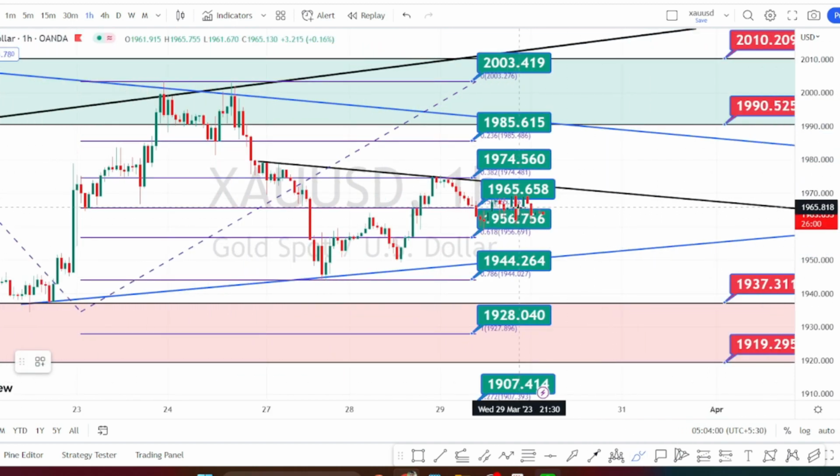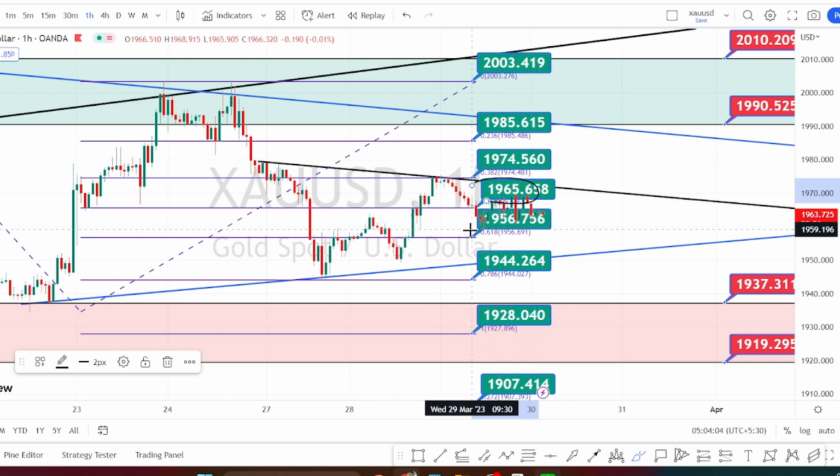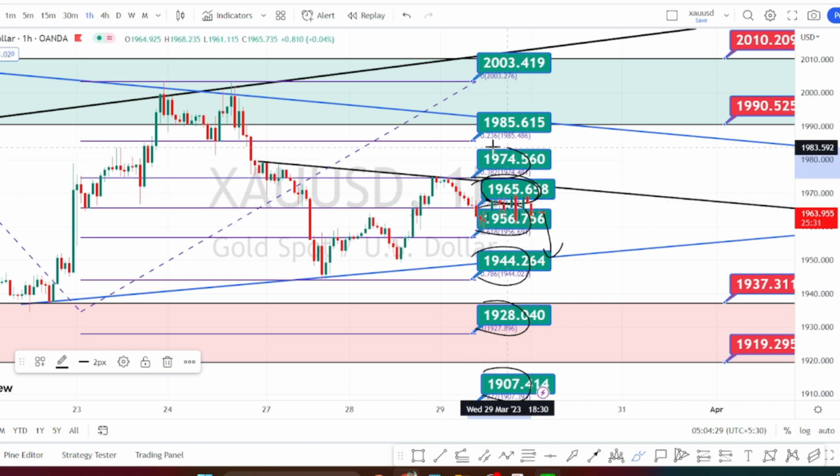So currently the price action is trading between the resistance level of 1965 and support level of 1956. Once the price action gives a breakout from this support level of 1956 on the bearish side, next level of support is going to be around 1944, 1928 and 1907. And on the bullish side, if the price action gives a breakout from this resistance level of 1965, next level of resistance is going to be around 1974, 1985 and 2003.